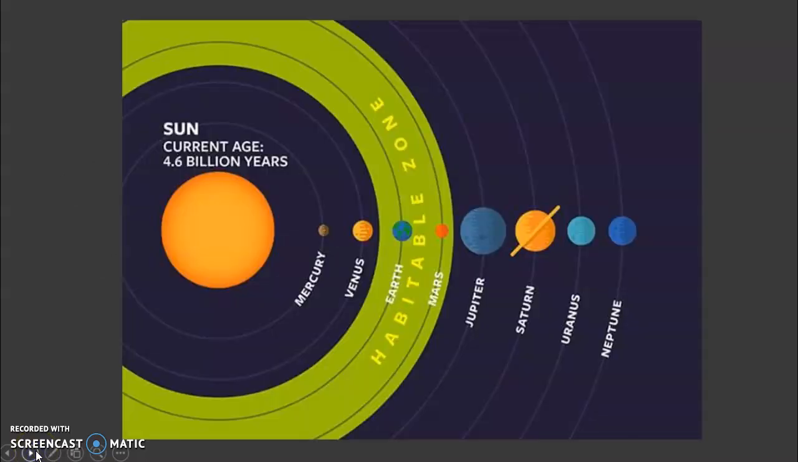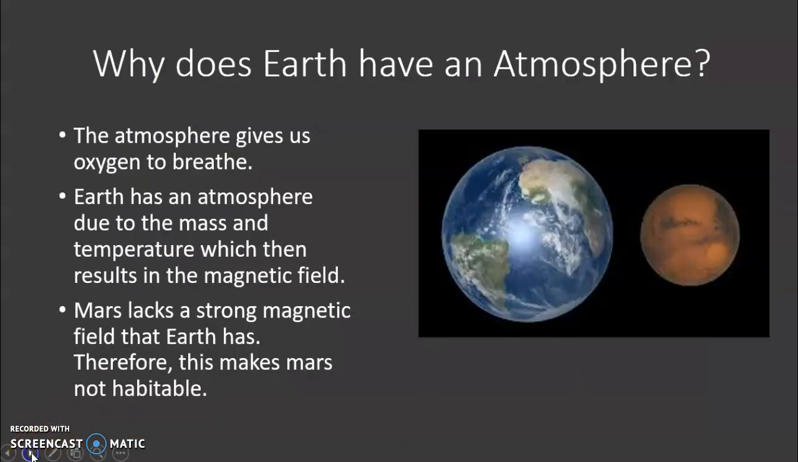So this is a picture of the habitable zone. You can see that Earth and Mars are in this zone, being such a far distance away from the sun. So why does Earth have an atmosphere? The atmosphere gives us oxygen to breathe. It has an atmosphere due to the mass and temperature, which then results in the magnetic field.